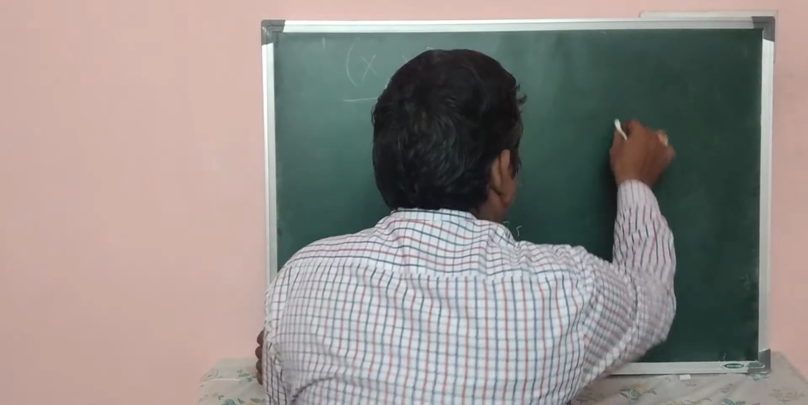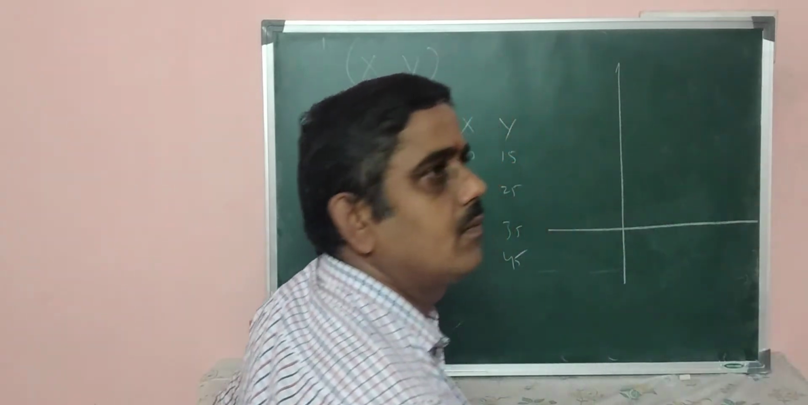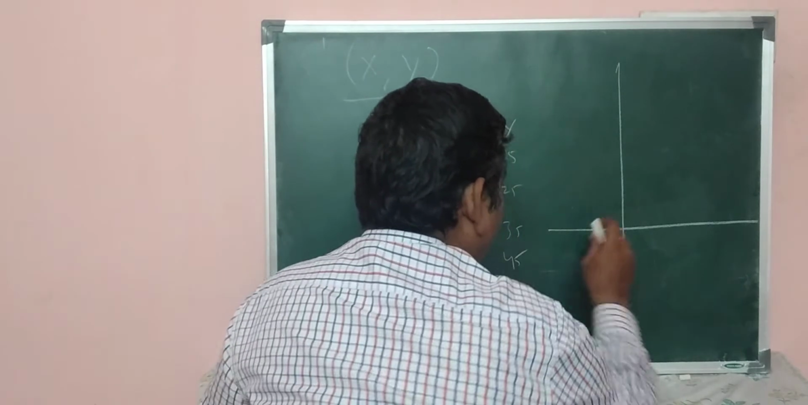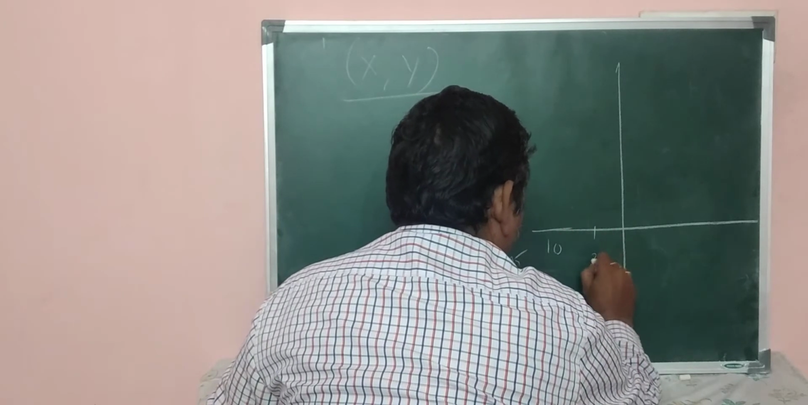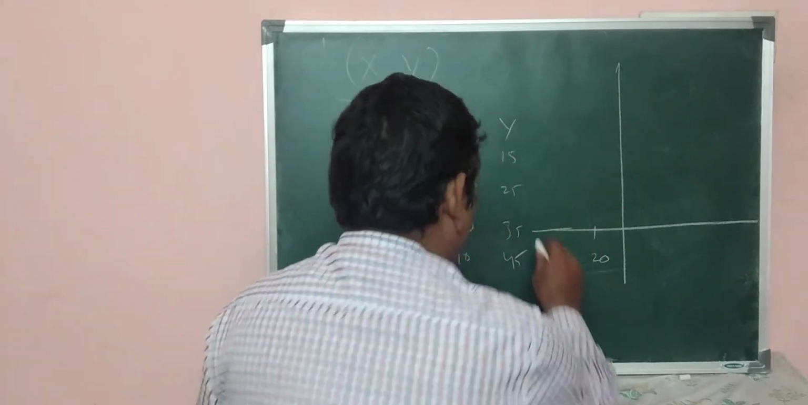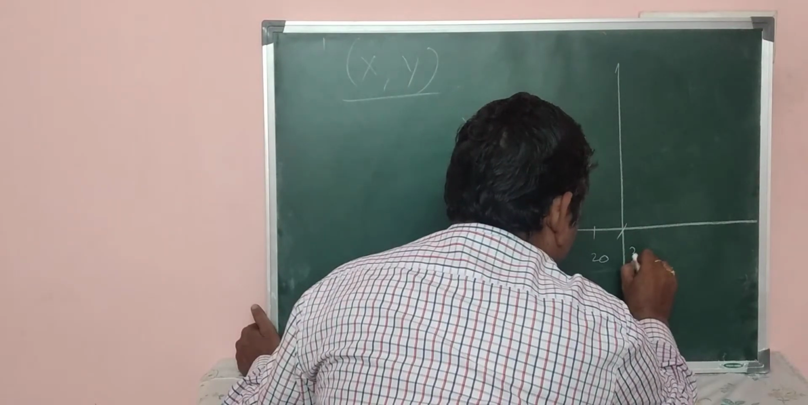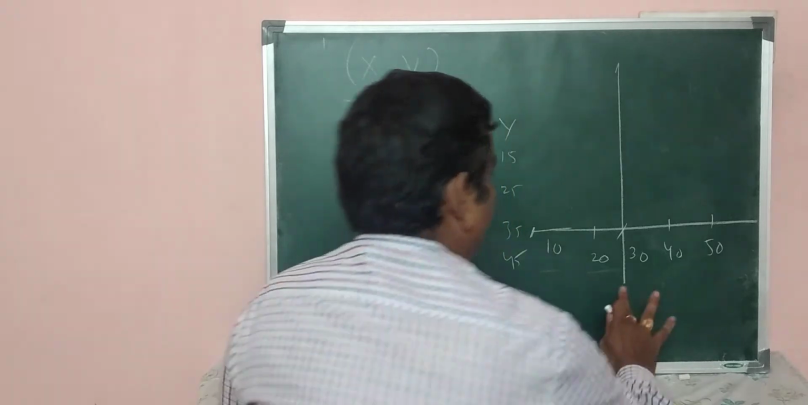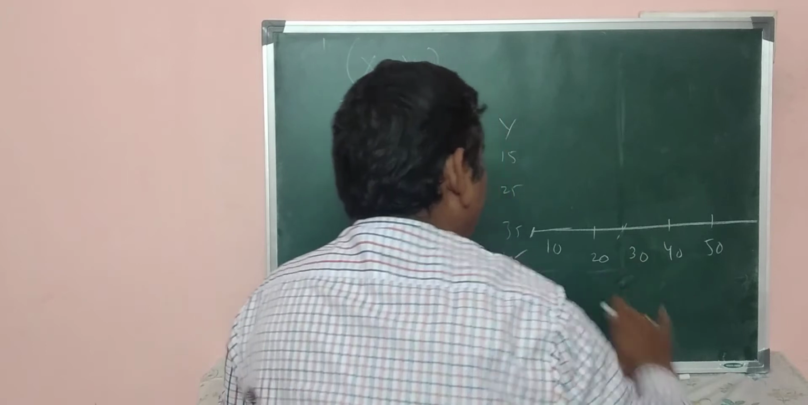Now come and consider the graph here. I am considering 10 here, 20 here. Don't think that I am going on the negative axis. I start 0 here. Okay, 10, 20. This is for example 30. It is 40. It is 50. So let me remove this so that you can understand very easily.